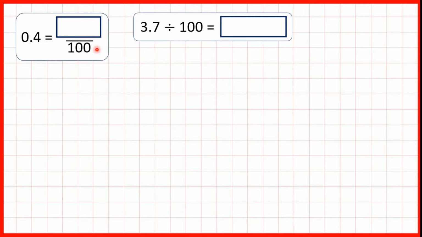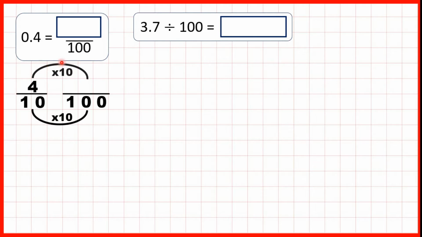0.4 is what over 100. Now the first digit after the decimal point is our tenths digit, so this 4 stands for 4/10. But we need to work out what that is over 100, so we need to find an equivalent fraction. We find equivalent fractions using multiplication or division, and we can spot that 10 times 10 is 100, and what we do to the denominator, we need to do to the numerator as well. So 4 times 10 is 40, so our answer is 40 over 100.